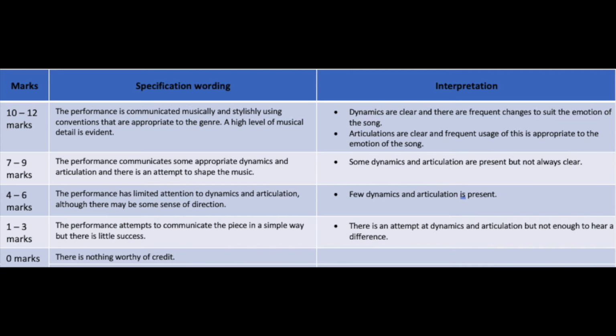In the 7 to 9 mark category, it says the performance communicates some appropriate dynamics and articulation, and there is an attempt to shape the music. So there are dynamics and articulation there, but they may be not always clear or not always so different to each other. So you might be a bit louder in the chorus, but it's not a massive difference compared to the top category.